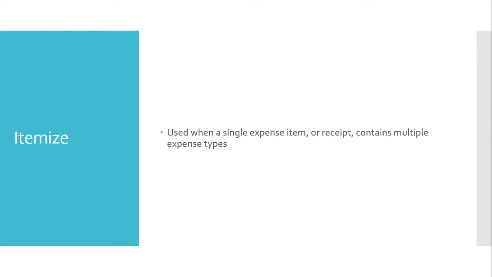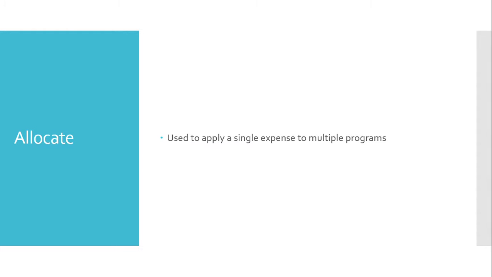Itemize is used when you have a single expense item or receipt that contains multiple expense types. And Allocate is used to apply a single expense to multiple programs.